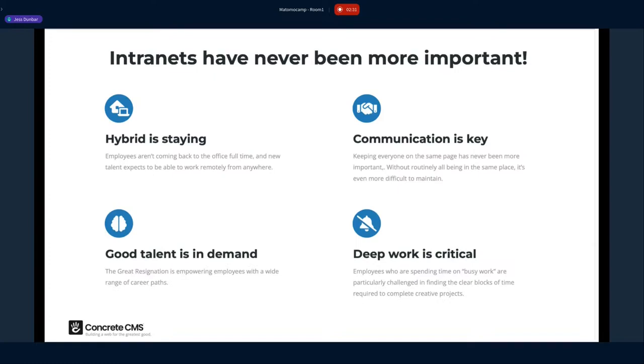Hybrid work is here to stay. Communication is always the key to success. Distraction-free and deep work is important and precious. And a great intranet in remote settings can help your organization with a more digital employee experience.